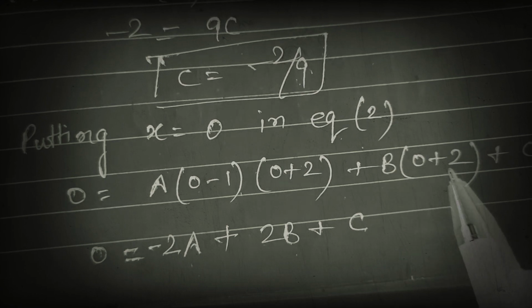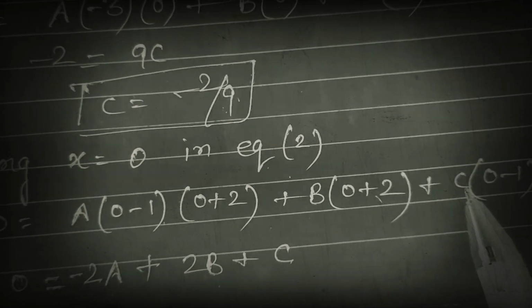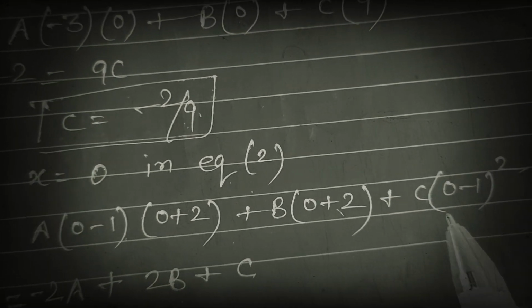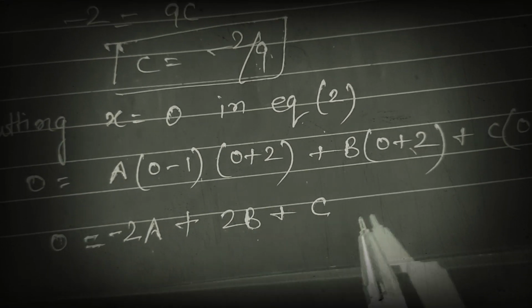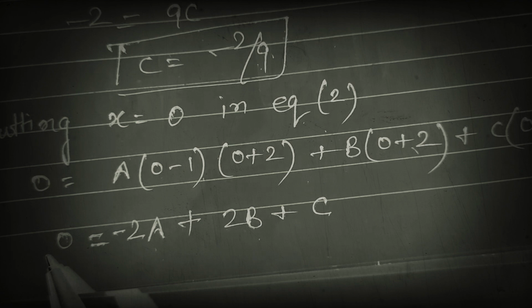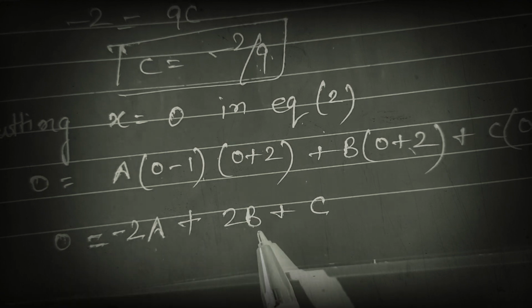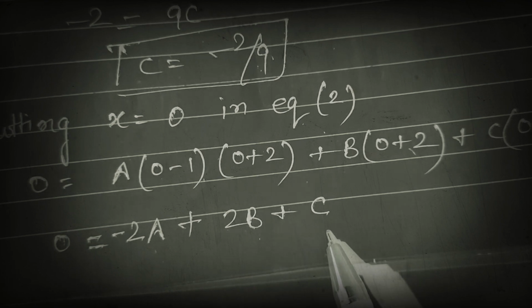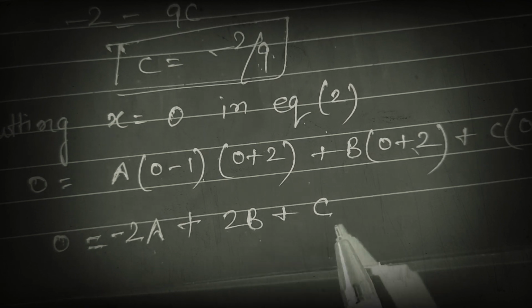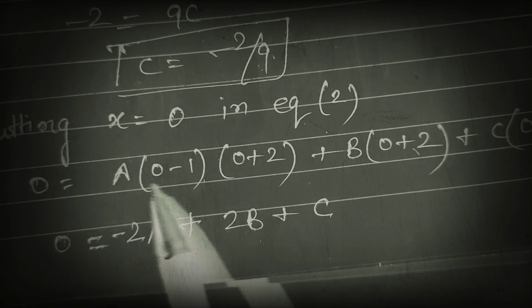Plus b into 2, it is 2b plus c. c into minus 1 square is 1, so c. So minus 2a plus 2b plus c is equal to 0. Clear? And we know that the value of b here is 1 by 3 and the value of c is minus 2 by 9. We will put the values of these and then we will get a.